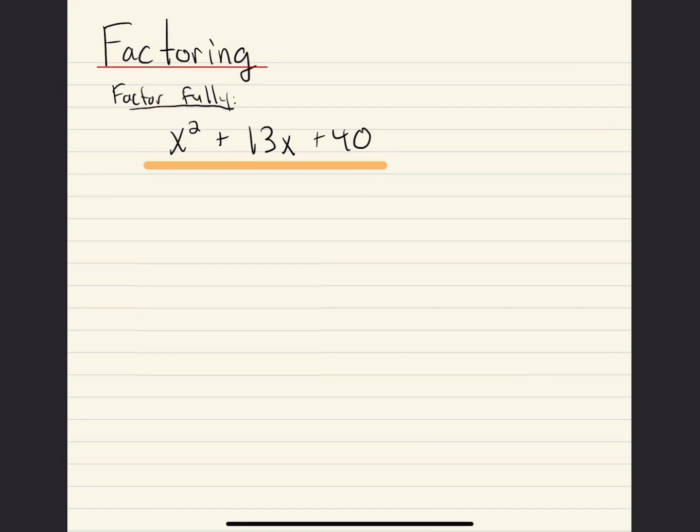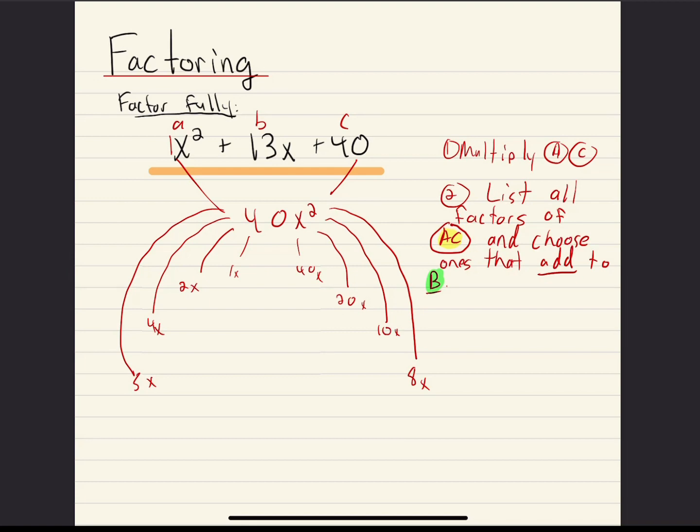So let's say we're asked to factor this trinomial fully. What we're going to do is we're going to multiply. Remember that this is the A, this is the B, and this is the C. So we'll multiply the A and the C together. And that is going to give us 40x squared, because remember that there's always an invisible one right by where the x is.